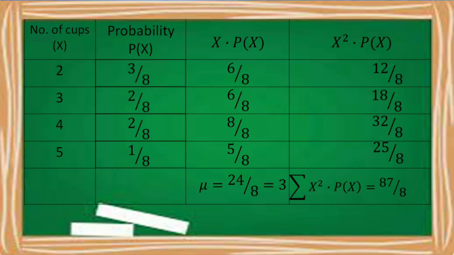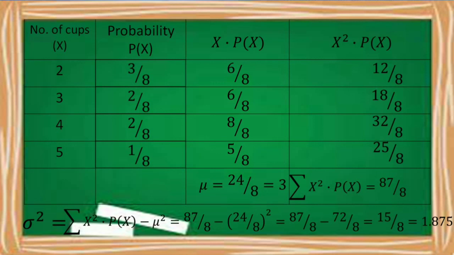Then get the variance using the formula. So we have the summation of x squared times p of x minus mean squared. We have 87 over 8 minus the square of 24 over 8, which is 72 over 8. So 87 over 8 minus 72 over 8 is equal to 15 over 8, which is equal to 1.875. Therefore, our variance is 1.875.